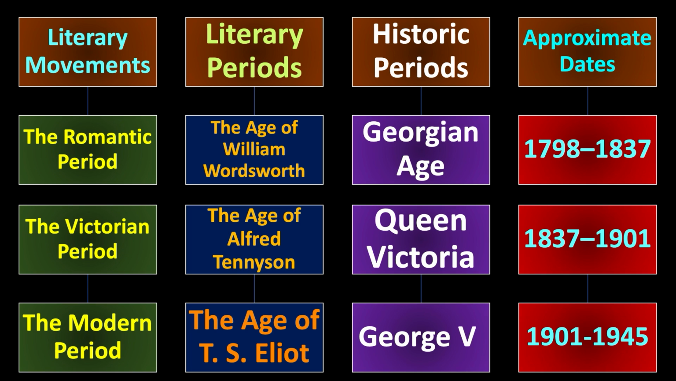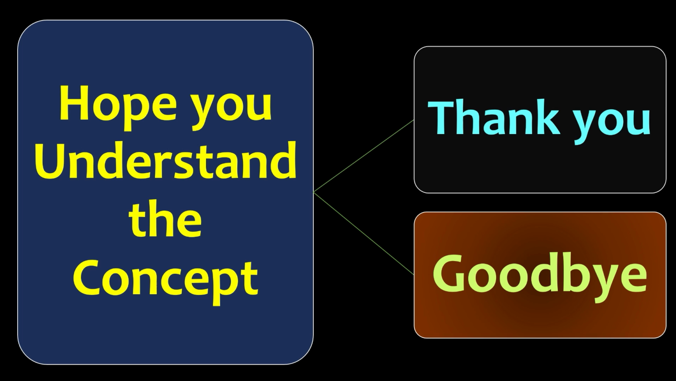And after the Modern period, we have the post-modern period till now. So this is a systematic way of putting different periods in a very systematic manner. Hope you understand the concept.